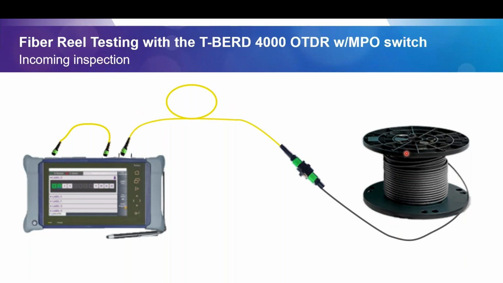And then the other use case, in a data center, is a lot of times you'll have to do incoming inspection on your fiber reels. What this does is now you can splice on an MPO connector onto 12 fibers, and if this is 144 fiber, you can just do 12 tests to get all 144 of those fibers tested by using this MPO switch. So it really speeds up that whole process.